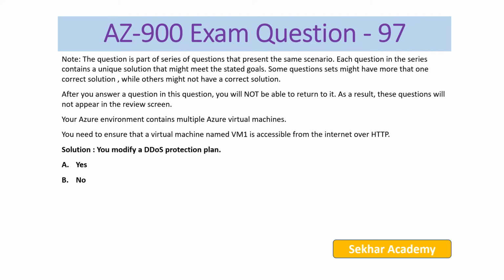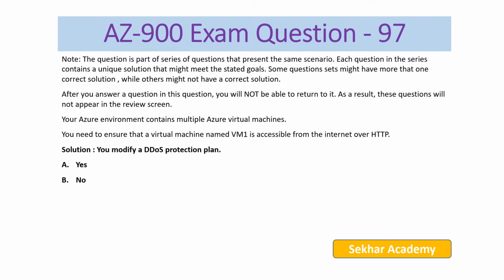AZ-900 exam question number 97. Note, the question is part of a series of questions that present the same scenario. Each question in the series contains a unique solution that might meet the stated goals. Some question sets might have more than one correct solution, while others might not have a correct solution. After you answer a question in this section, you will not be able to return to it. As a result, these questions will not appear in the review screen. The question starts from here.